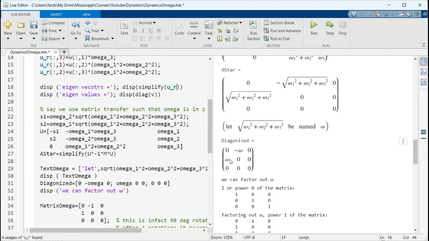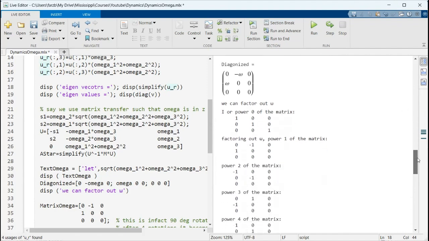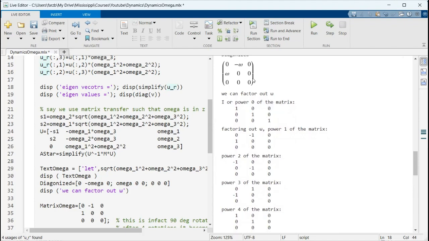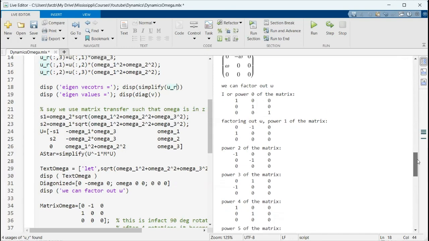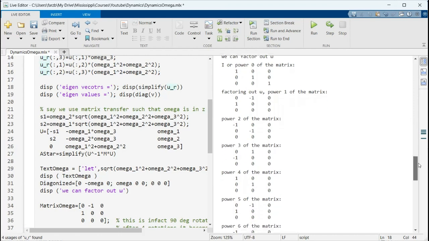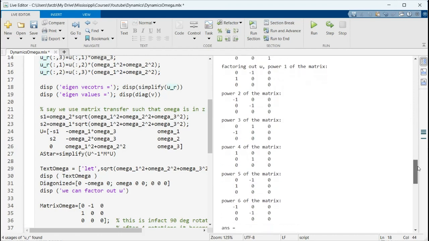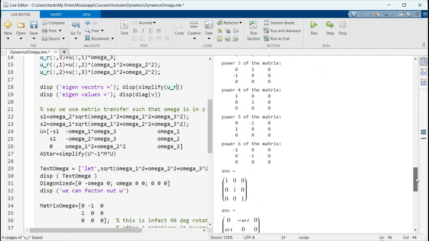We want to find the exponential of this. So we would find the power 1 of that, power 0, power 1. We factor out omega. Then we find power 0, which is just I, power 1, the same thing, negative 1, power 2, power 3, and power 4, you see, it is I, because it is like a rotation around the z-axis. If we factor out omega, after 4 iterations we would go to I. Power 5 would be the same thing.